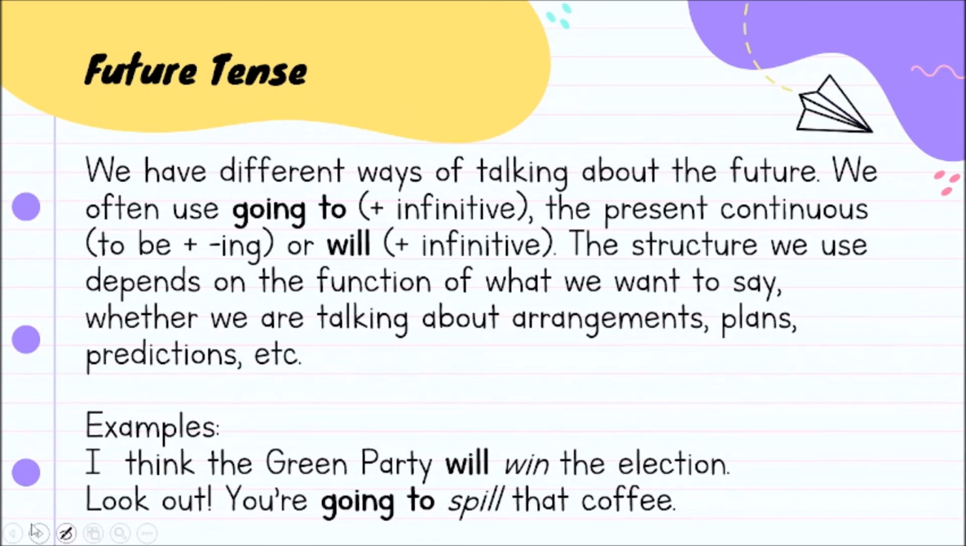So we have different ways of talking about the future. We often use going to plus the infinitive, the present continuous, to be plus the ing of the verb, or will plus infinitive. The structure we use depends on the function of what we want to say, whether we are talking about arrangements, plans, prediction, and so on. Examples: I think the Green Party will win the election. Look out! You're going to spill that coffee.